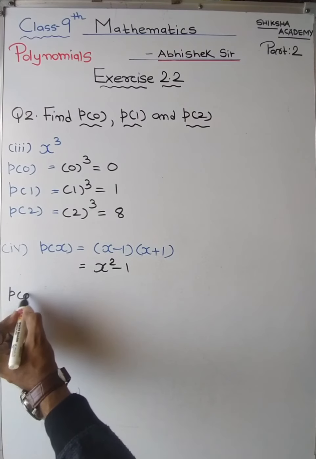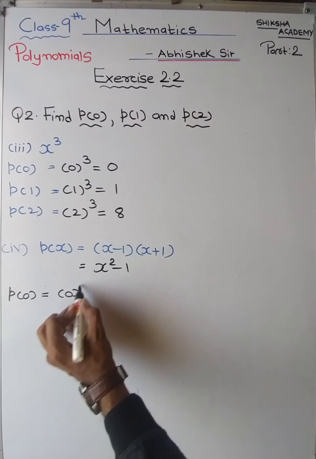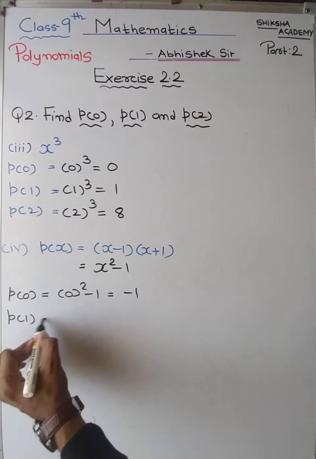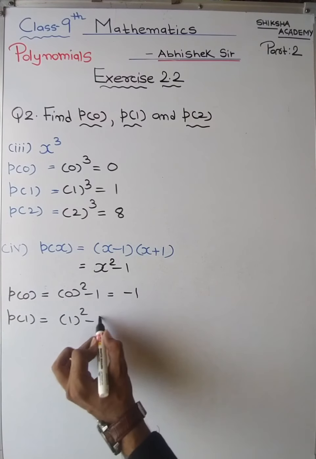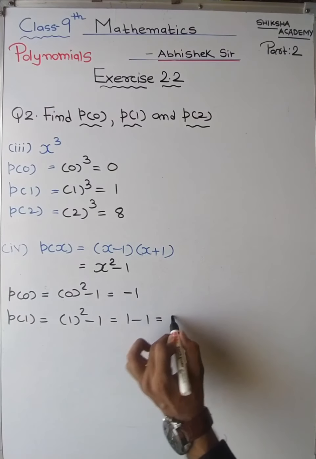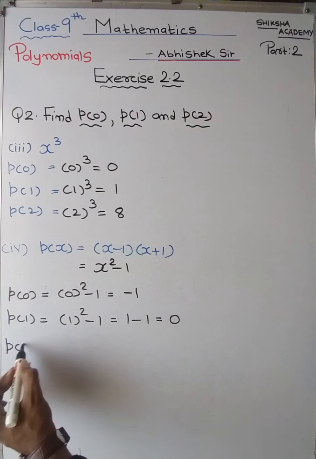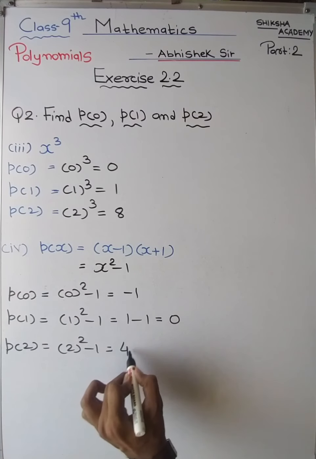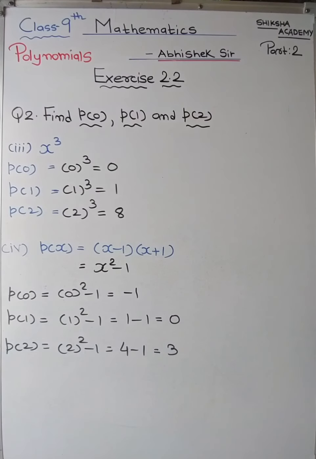So p of 0 will become 0 square minus 1, that is minus 1. P of 1 will become 1 square minus 1, that is 1 minus 1, 0. And p of 2 will become 2 square minus 1, that is 4 minus 1, 3. Clear? So that is the end of question number 2. Moving on to question number 3.